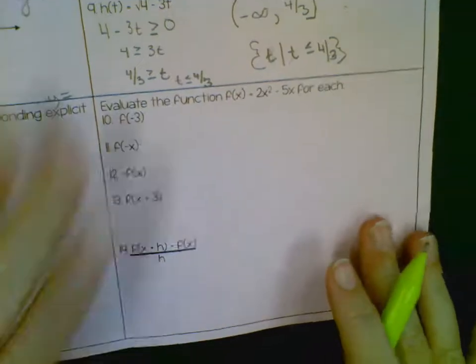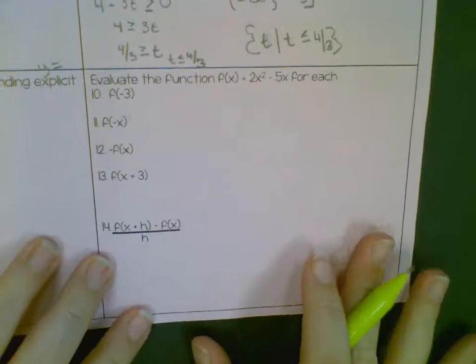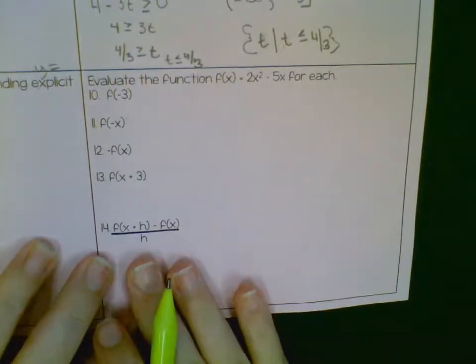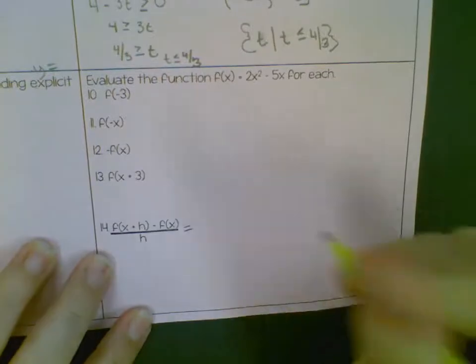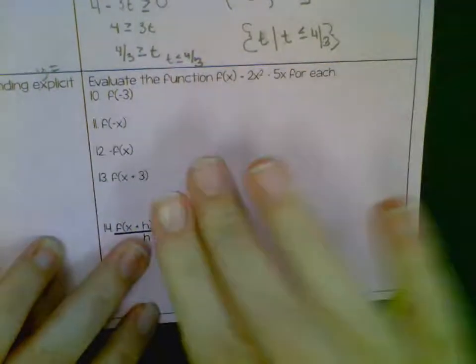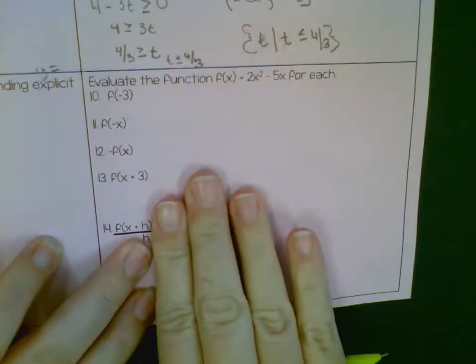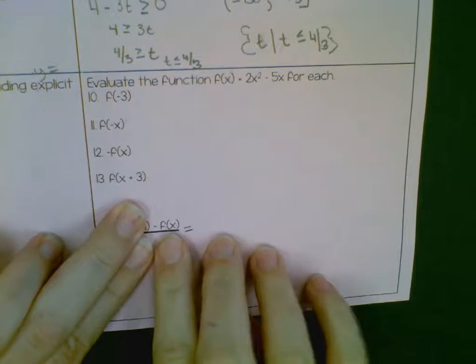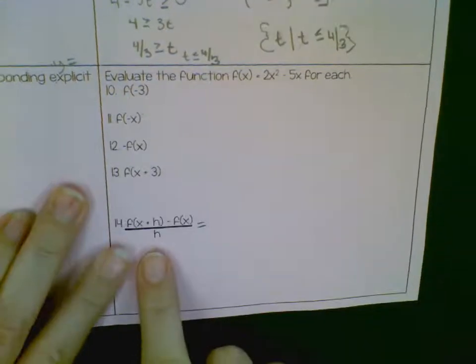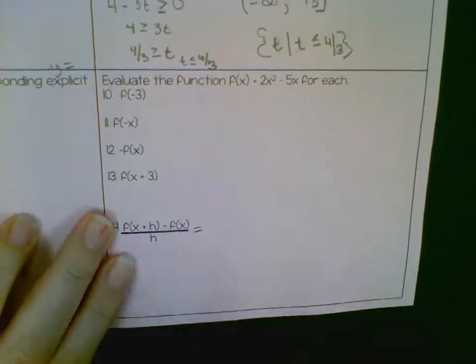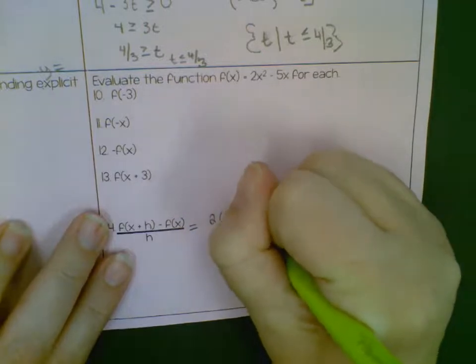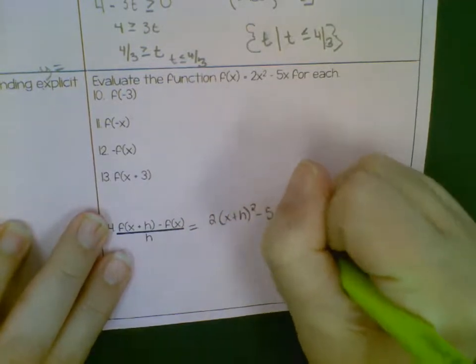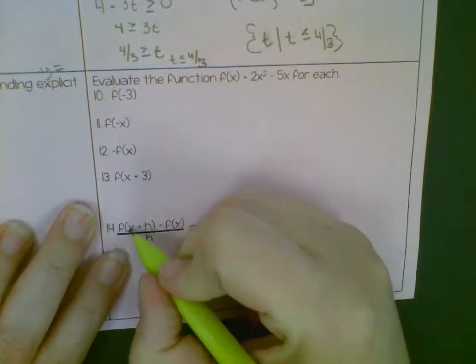Okay, so let's look at 14. So this is the same idea, and if you think you can handle it, go ahead and pause and try it. I'm going to work through it, and then you can fast forward and check your answer. So I'm plugging in x plus h into my equation, then I'm subtracting my function, which is this, and I'm dividing the whole thing by h. So I'm going to have, for the first part, 2 times x plus h squared minus 5 times x plus h. So that took care of that.